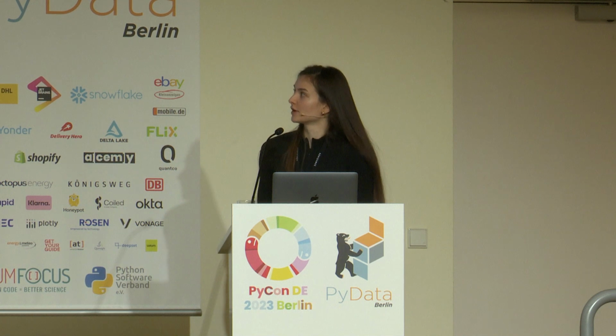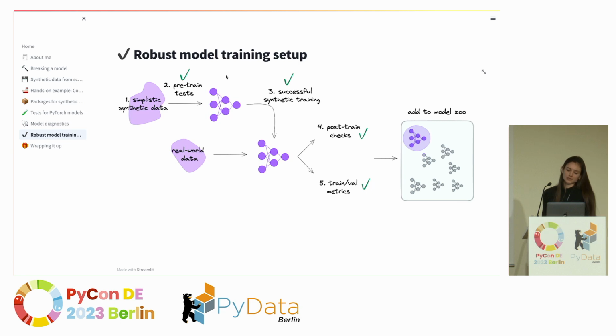Before I give my synthetic training data to my model, I want to run pre-train tests or pre-train checks on my model to make sure that the behavior of my model is as expected. When I have a successful training run with my synthetic data, so all the metrics are looking fine, I can actually start training on the real-world data. And then I want to check my training and validation metrics as always, but I think it's also very useful to have some post-train checks, for example, to check if you can improve your data again. And if everything is going well, of course, this is our dream, we can finally add our model to our model zoo.